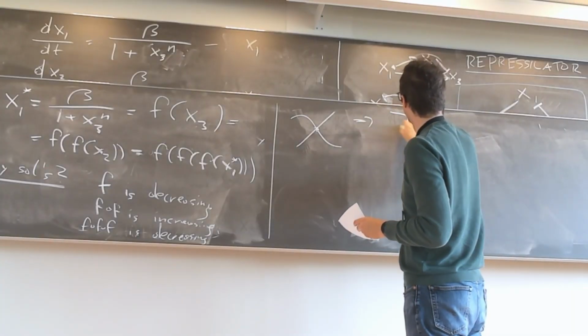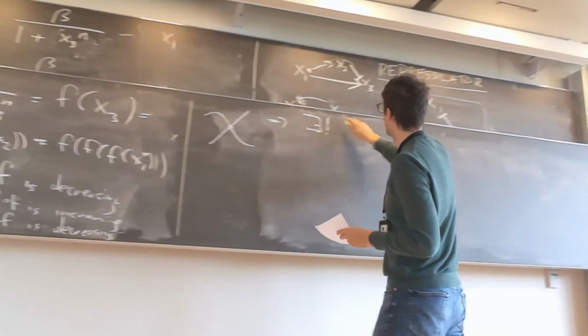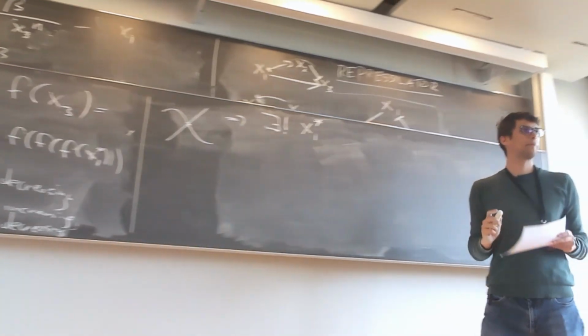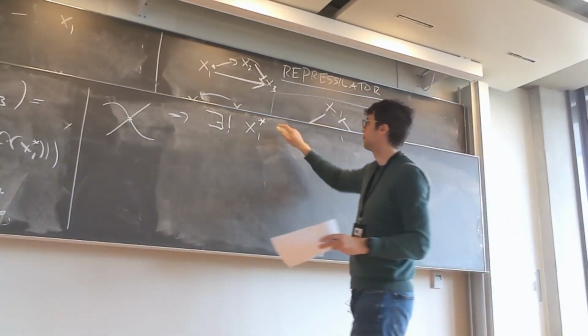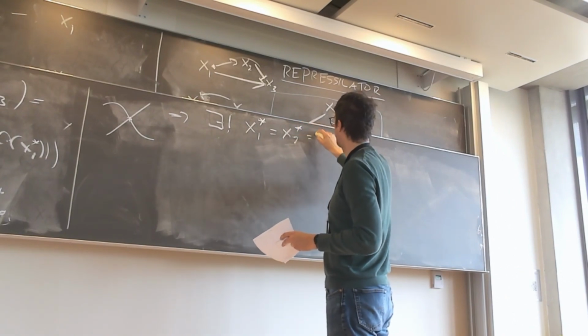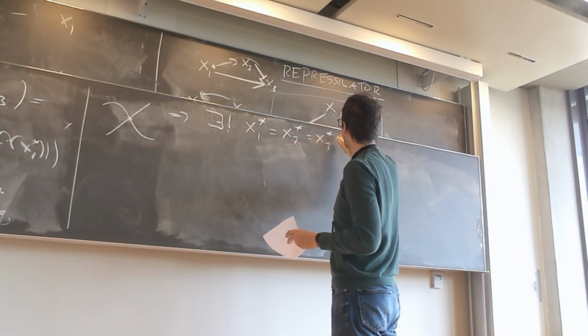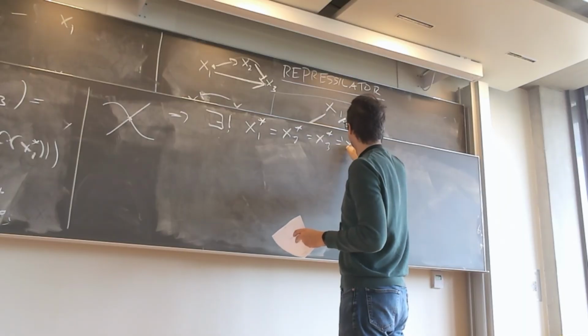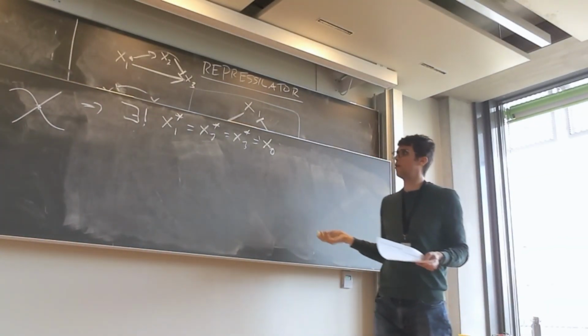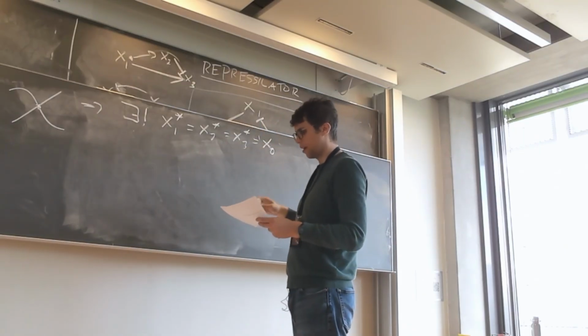There's only one x1 asterisk. And by symmetry, this is the same for all three of them. Let's call this x0. Okay. Only one fixed point. Its coordinates are x0, x0, x0.